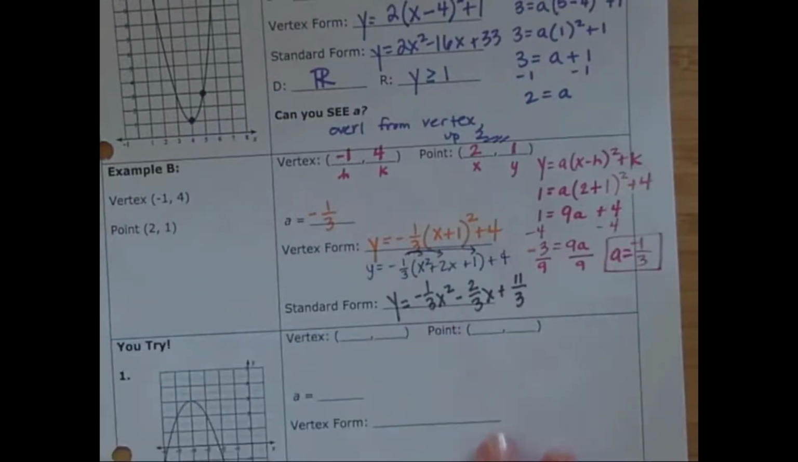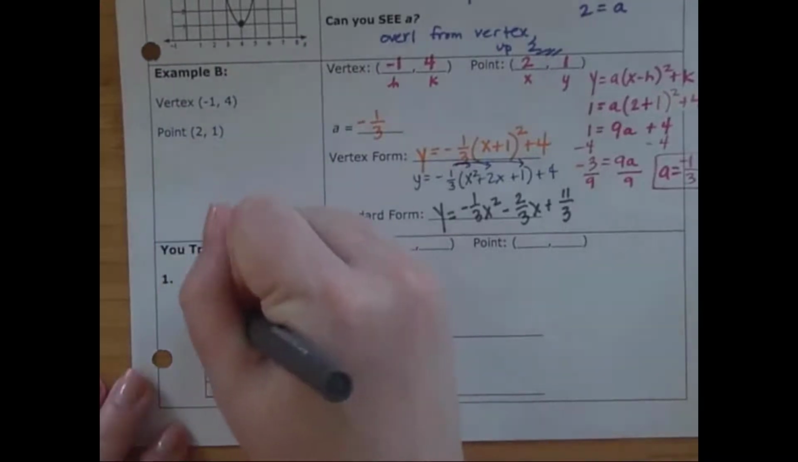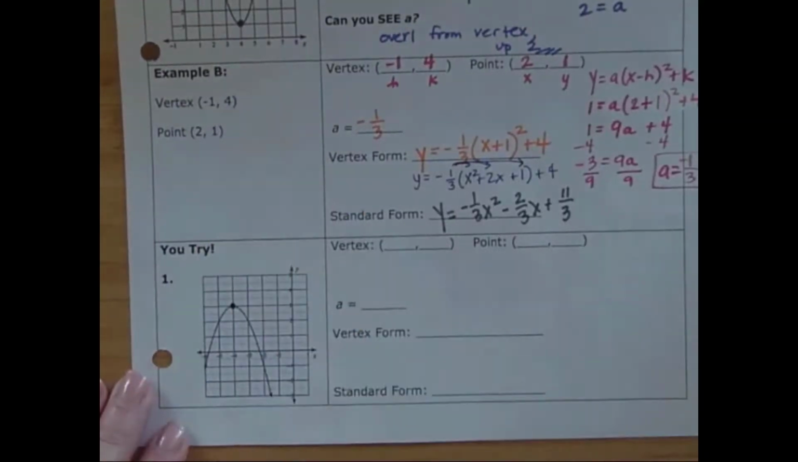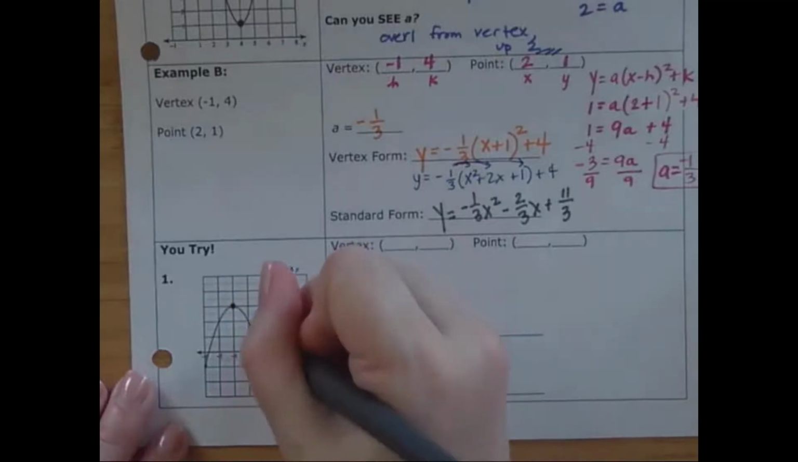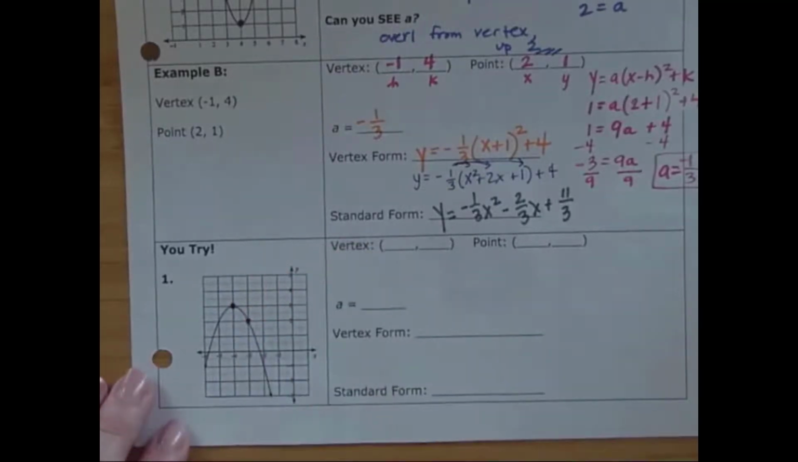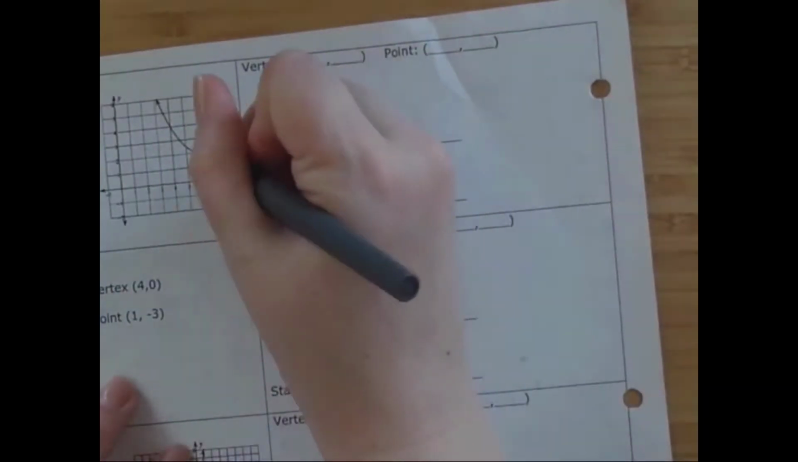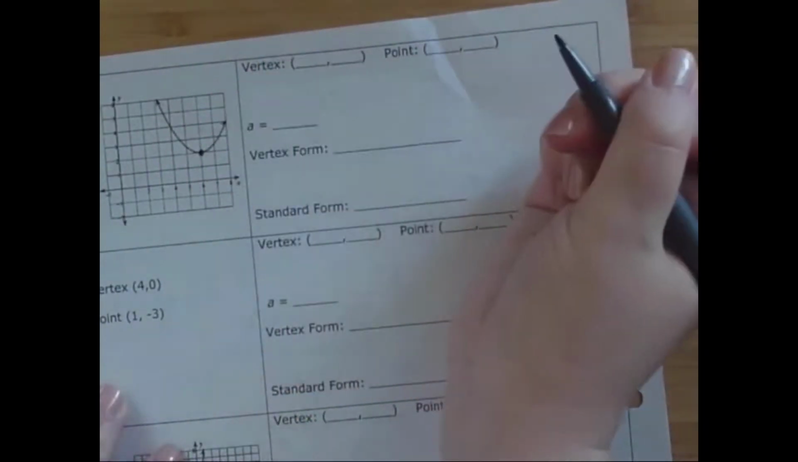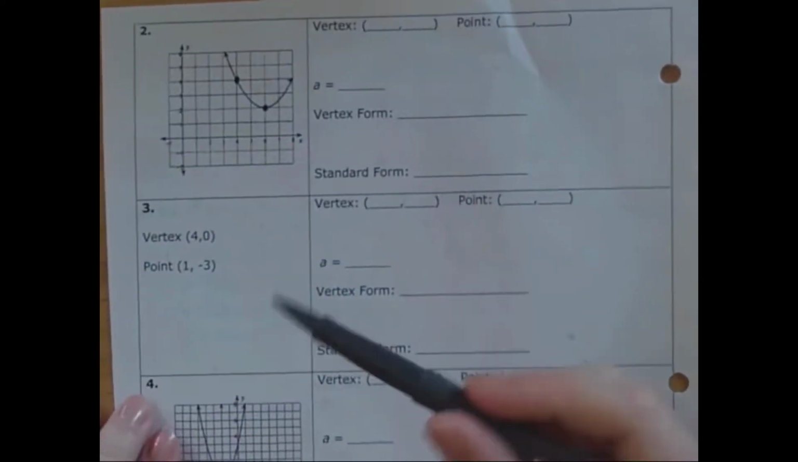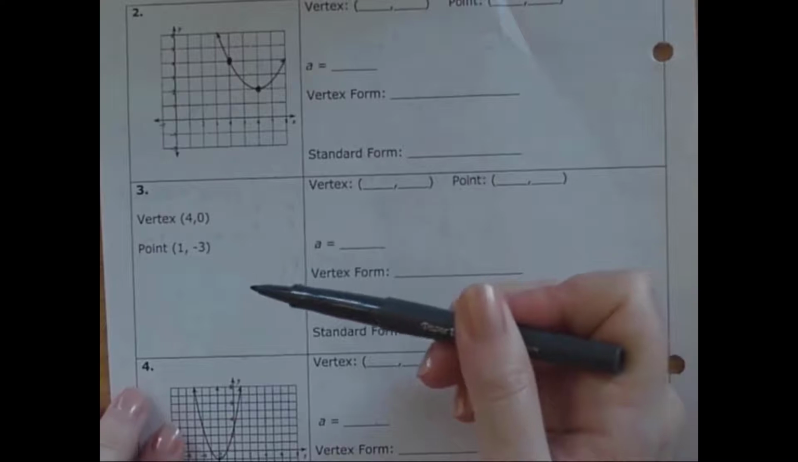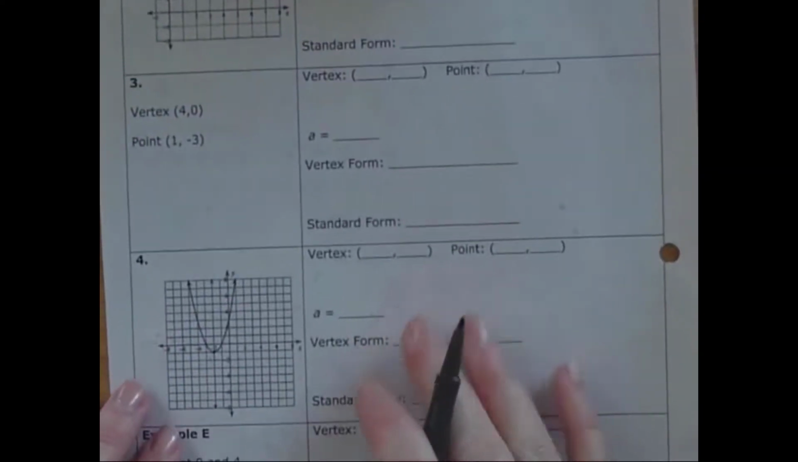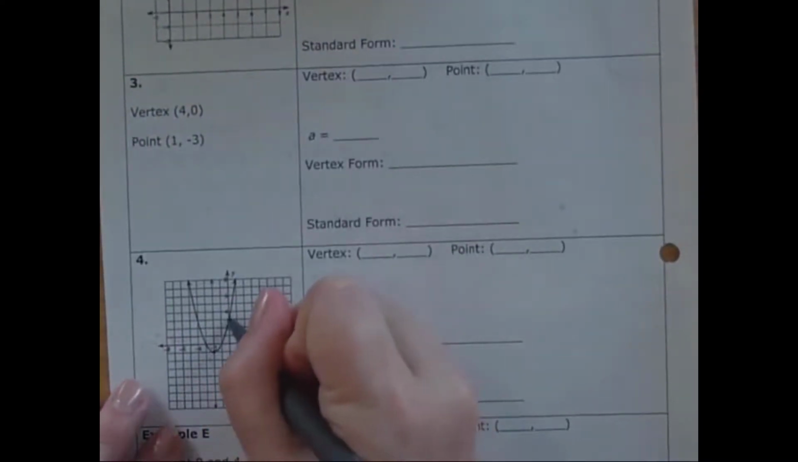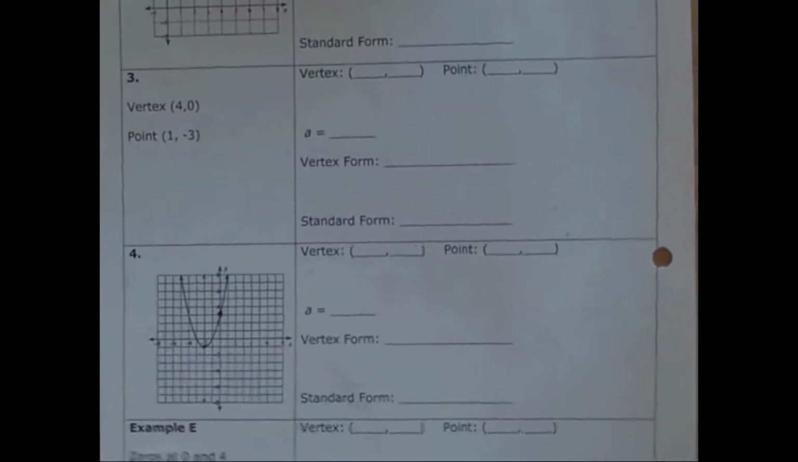All right, so now there's some Try Its. Remember that you're looking for the vertex and another point. Choose a point that you can see goes right through the grid lines. Don't leave yourself guessing. For number 2, here is another good point. For number 3, they give you the vertex and a point. And for number 4, it looks like they give you the vertex and you might want to use the y-intercept. Okay, so try those 4.